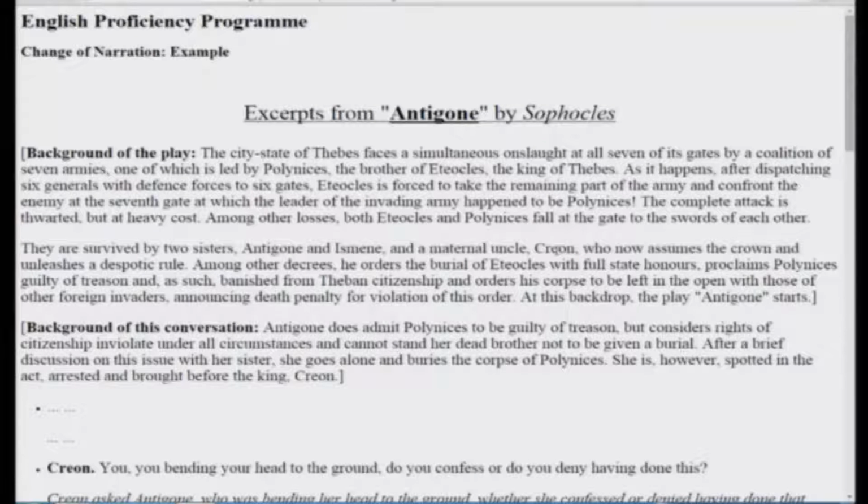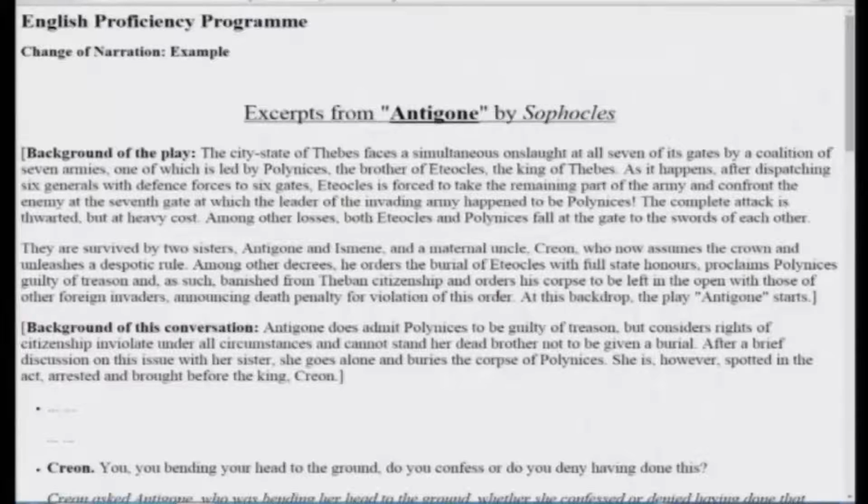So at this stage, Creon becomes the king and becomes a dictator actually. And he gave full state honor burial to Eteocles, and announced a proclamation that Polynices will be considered a traitor and therefore will be deprived of citizenship, and therefore he will not be given a burial, his corpse will be left lying with the other foreign invaders. And if somebody violates this order, then he will get death penalty. At this backdrop, the play Antigone starts.